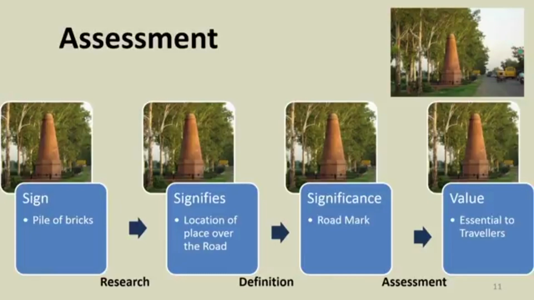And what is the value? Value is that it is essential to travelers, and that is how we have to assess that it is essential to travelers in that time. In a continuity, a series of these Kos Minars actually tell us a very important part: the technology for the travelers, how it was important to them, and the systematic placement of the things, the distance measurement and other things.